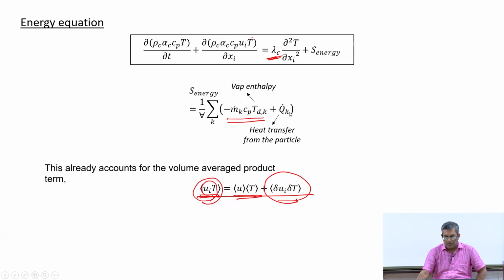Then you have this term, which is again the most important term here in this source term, that is the heat transfer from the particle. So if the particle is losing heat, then this means that the carrier phase is gaining the heat. So that is why we are adding this.